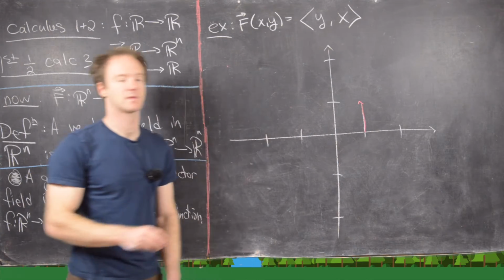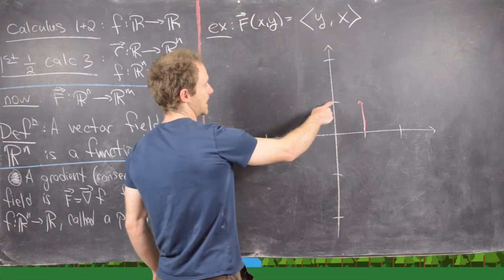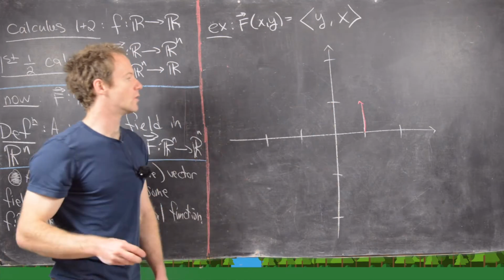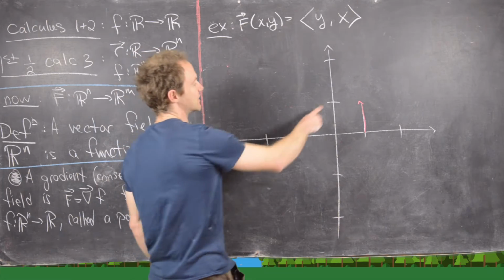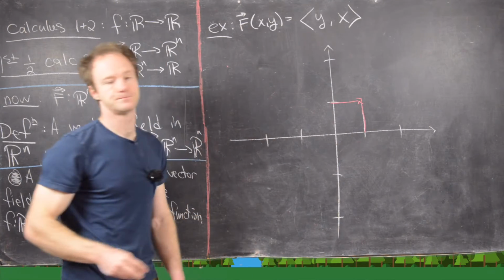Okay, good. Now let's go over here and notice this is the point 0, 1, and that's going to turn into the vector 1, 0, so that's going to be pointing that way.